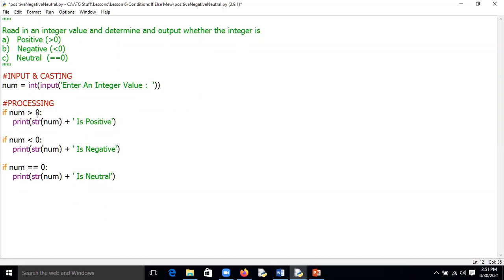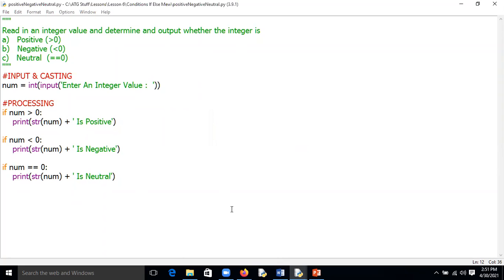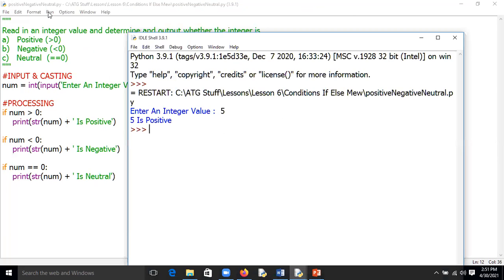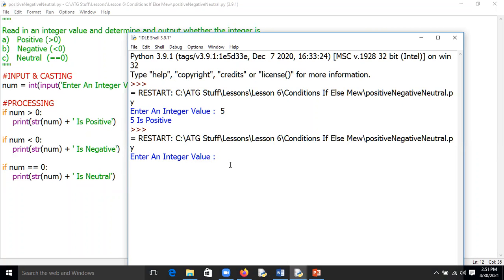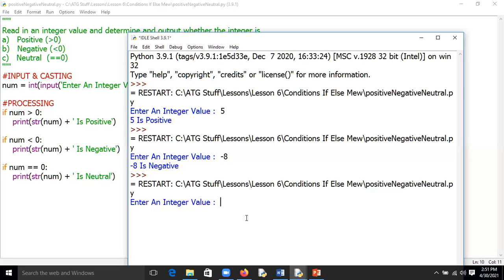Doesn't look very difficult, does it? So let's run it and check it out. If I enter 5, it's positive. Run it one more time. If I enter -8, it's negative. And lastly, if I enter 0, and 0 is neutral, can you see that?